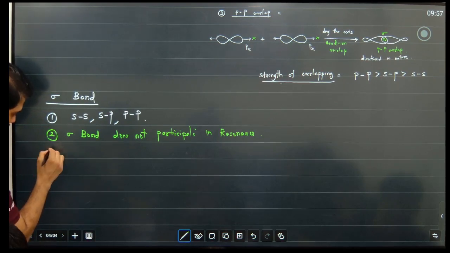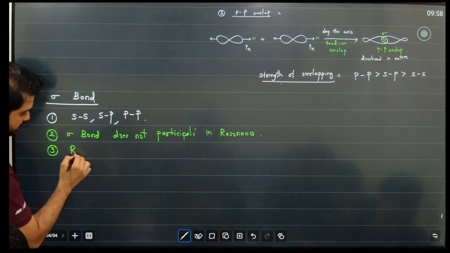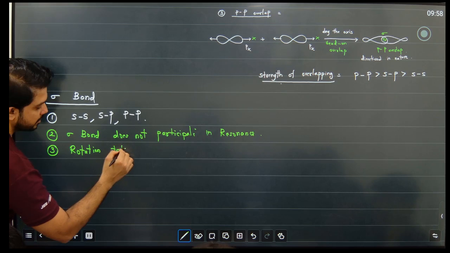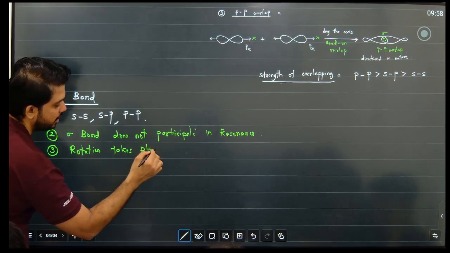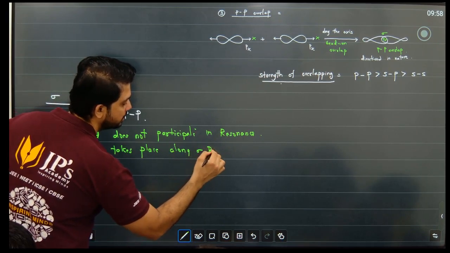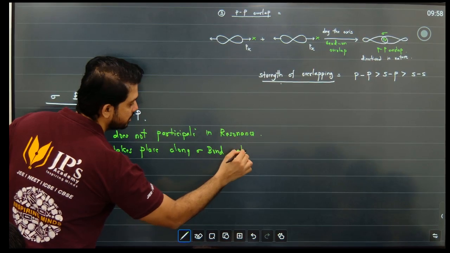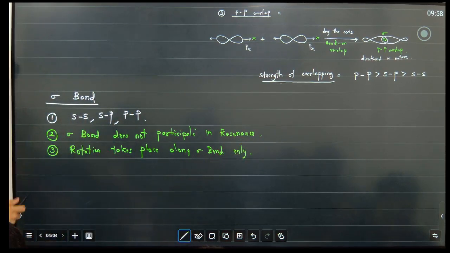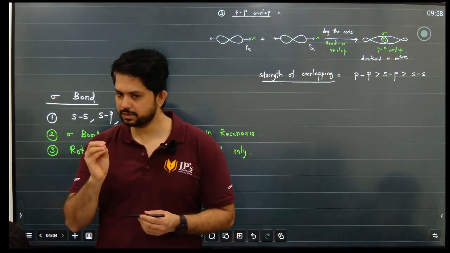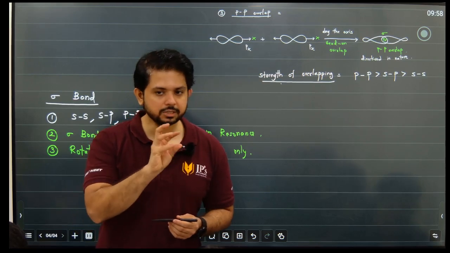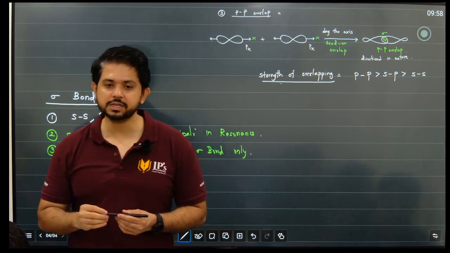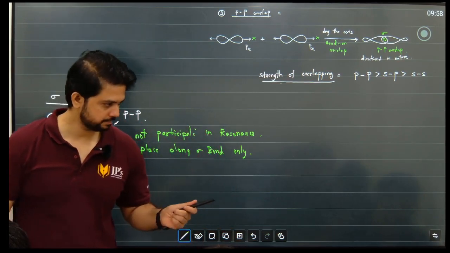And rotation takes place along sigma bond only. What these 2 points mean, थोड़ा सा हमें बाद में पता चलेगा. But resonance is, I'll still give you a small overview. हमने देखा there are certain molecules which have multiple Lewis structure. वो multiple Lewis structure is a result of resonance.